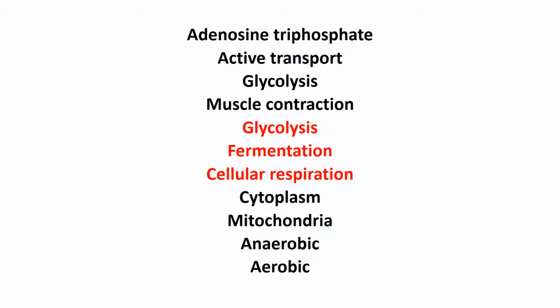Glycolysis and fermentation take place in the cytoplasm. Cellular respiration takes place in mitochondria. And glycolysis and fermentation are anaerobic, meaning they don't use oxygen, whereas cellular respiration is aerobic, meaning it does use oxygen.